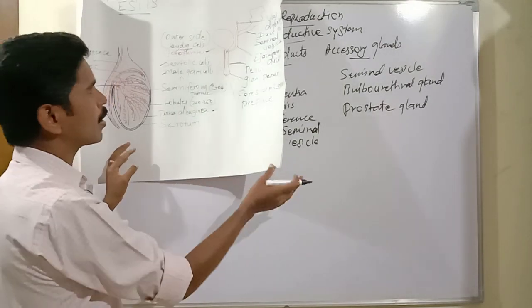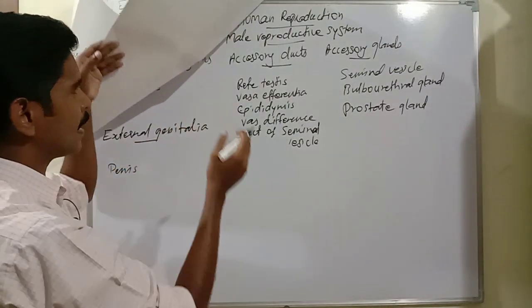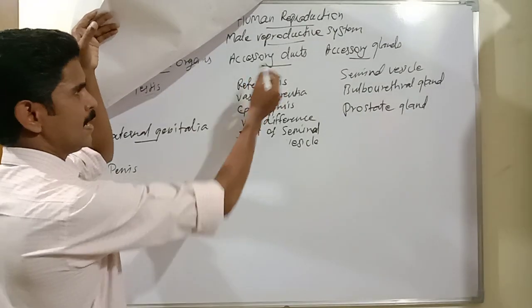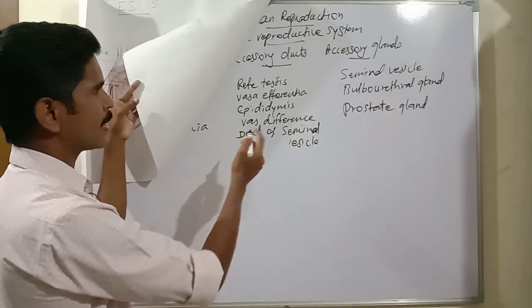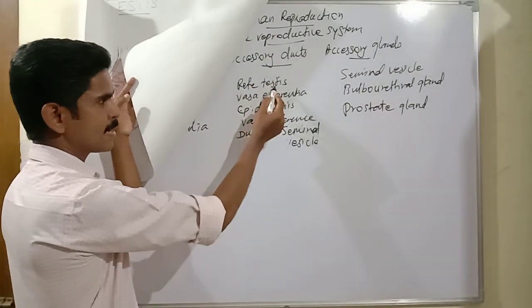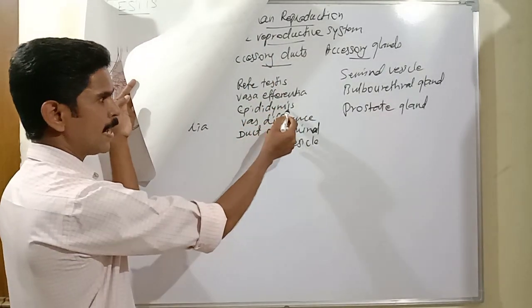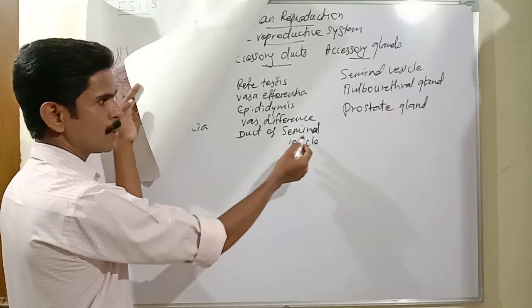Then now we are going to study the second section, accessory duct. Listen very carefully. Here already I have written some duct names: rete testis, vasa efferentia, epididymis, vas deferens, duct of seminal vesicles.